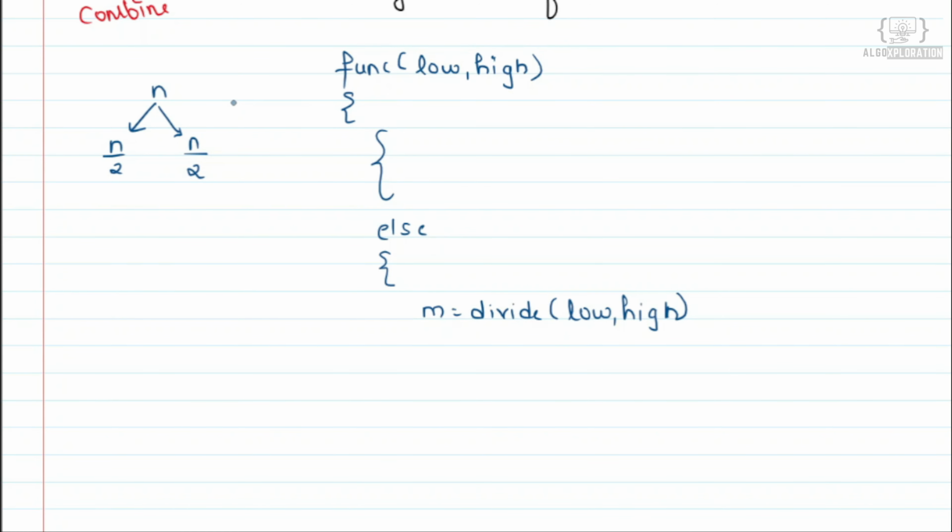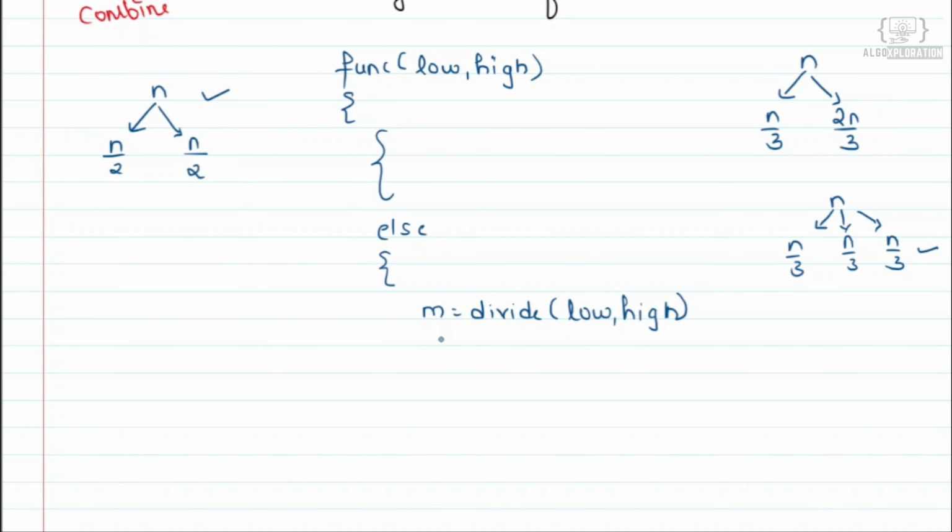In this case, we are dividing in this manner, but in other cases, the division might be n by 3 and 2n by 3, or it might be n by 3, n by 3, and n by 3. So dividing doesn't mean that we have to divide into two halves only. There might be conditions where we have to divide into 3 parts or 4 parts and so on.